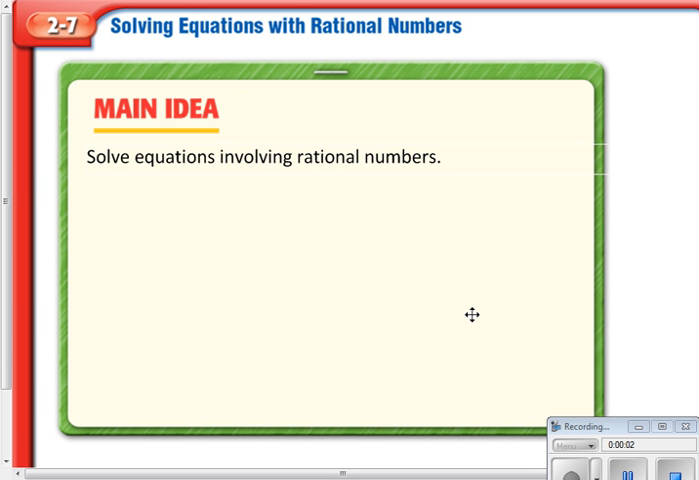Lesson 2.7, solving equations with rational numbers. Reminder, we've been working with rational numbers this entire unit here in Chapter 2. Rational numbers are any number that can be written as a fraction.